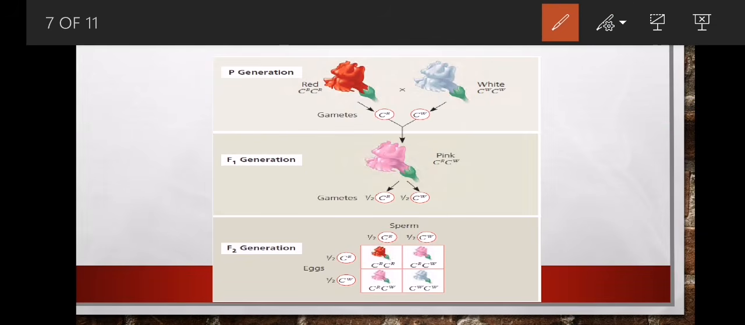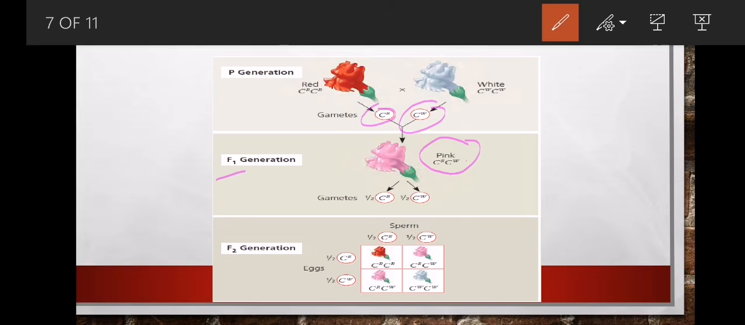What is happening here, people? We are crossing a red flower and a white flower. We get an offspring in the F1 generation. When you make a cross here and here, you get this offspring. Can we please look at the phenotype of the offspring? They are saying it's what? It's pink.